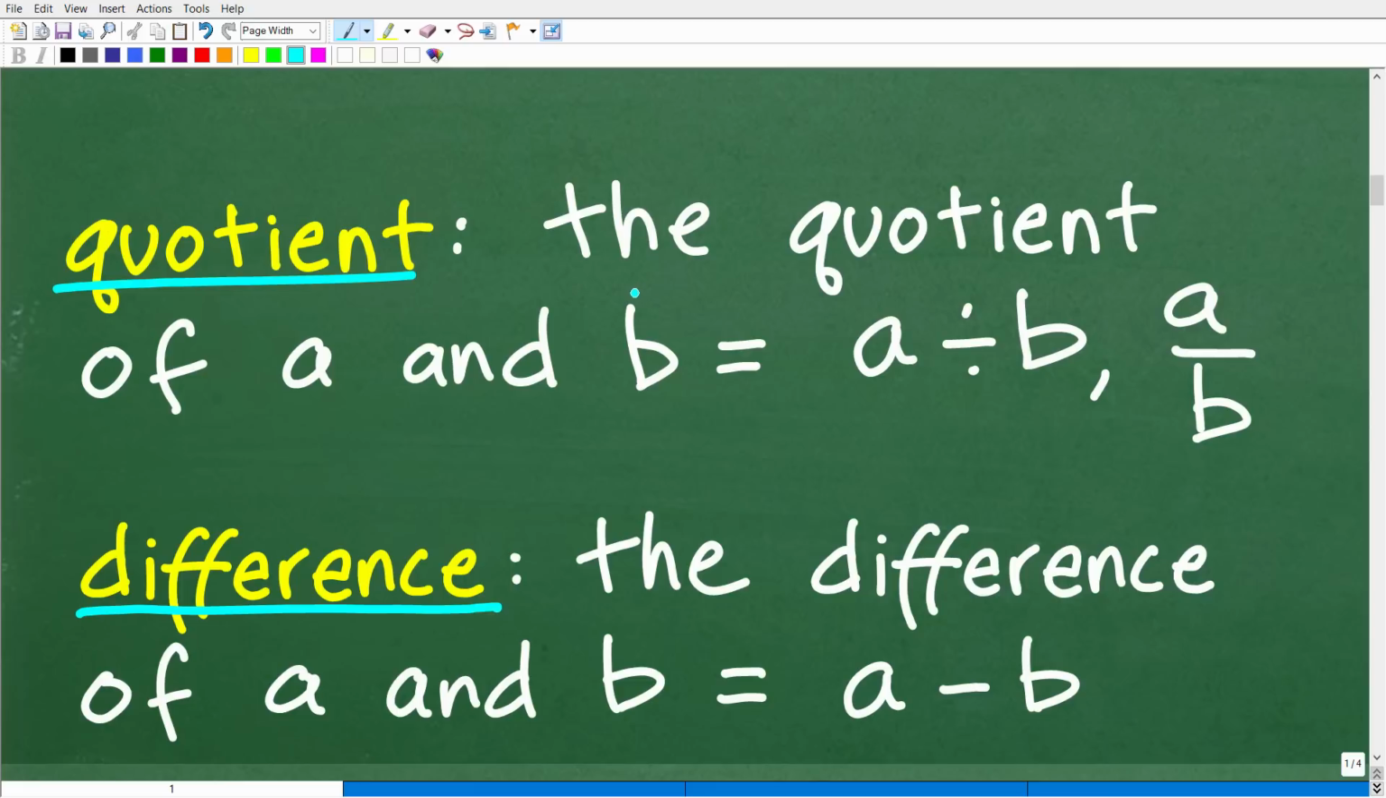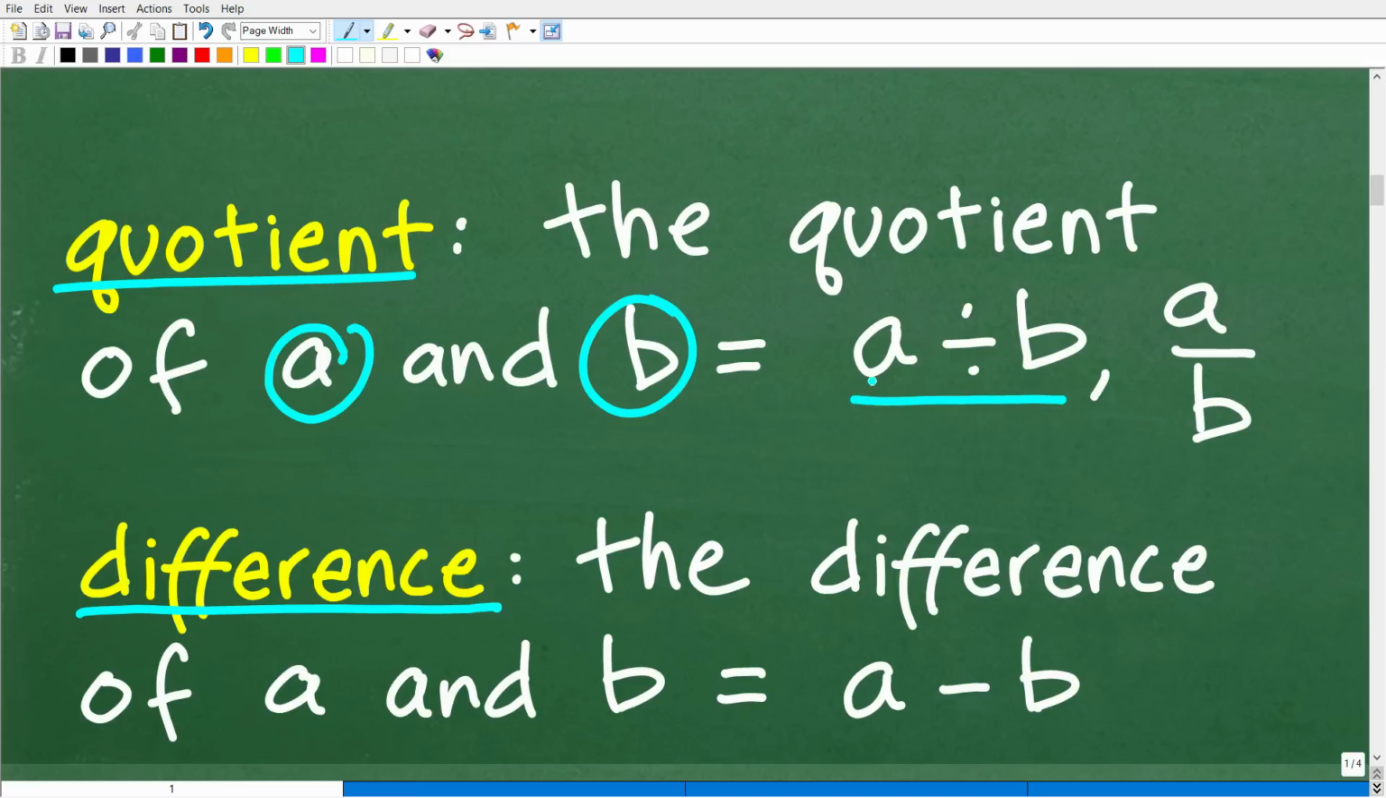So the quotient of A and B. Now A and B just represent any two numbers. So the quotient of A and B implies division. Okay, but there's a very specific order here. The quotient of A and B is equal to A divided by B.